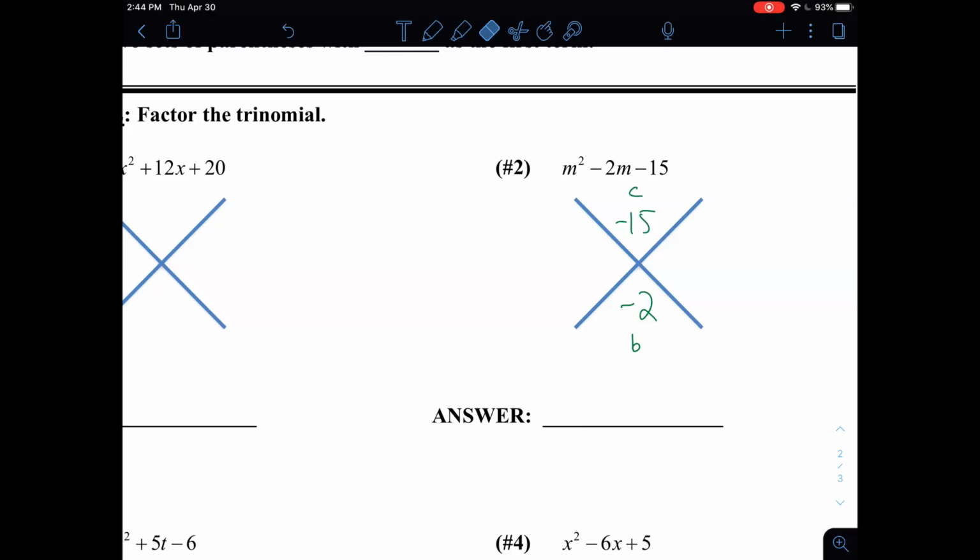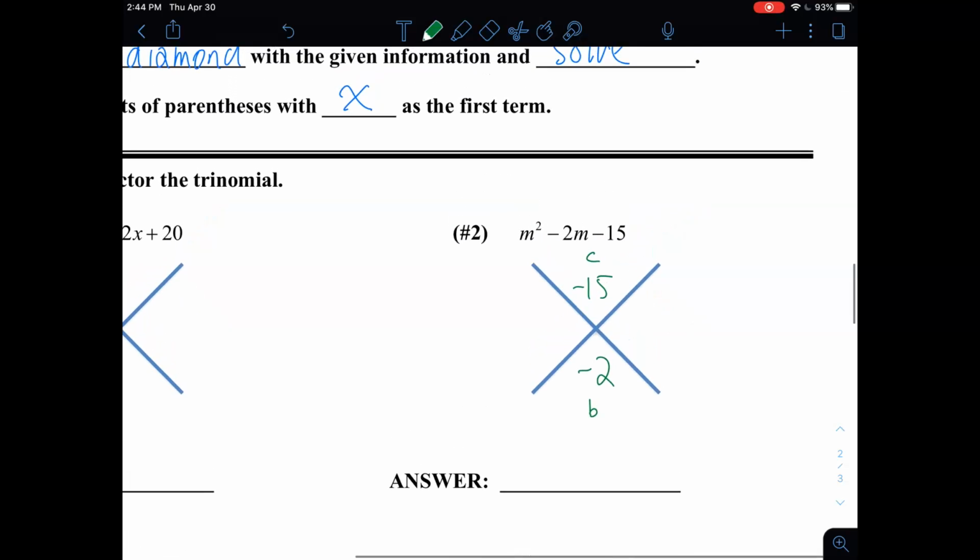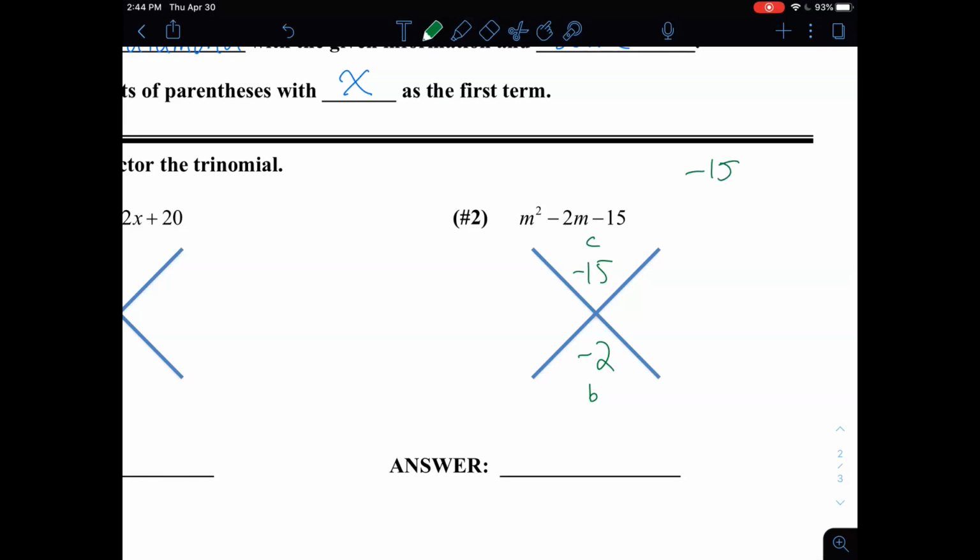All right, so we need numbers that multiply to negative 15 and add to negative 2. So what are some numbers that multiply to negative 15? We always have 1 and 15, but this is a negative number, so which one of these needs to be negative? So let's do negative 1 and 15. We can also do 1 and negative 15. Either way works. What else multiplies to 15? 3 and 5. So we have negative 3 and 5, or 3 and negative 5. So we need a combination. We need to add any of these four couples here, and they need to add to negative 2.